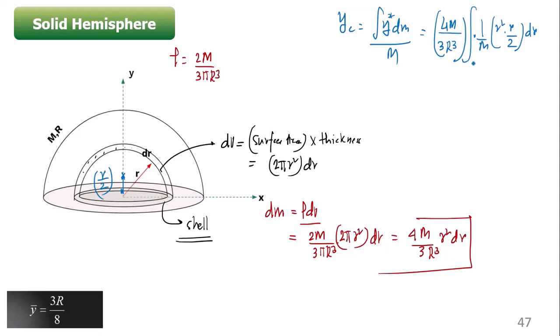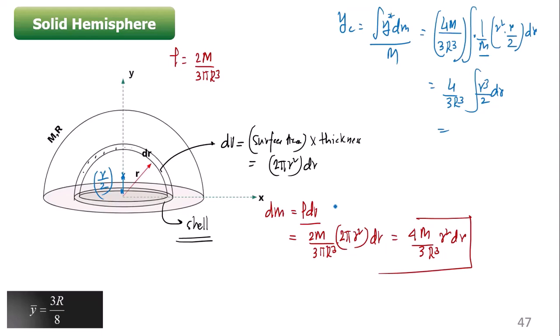So on integration, m cancels out. We are left with 4 by 3 capital R cube into r cube by 2 integration dr. That means r to the power 4 by 4, so the 4 will cancel out. So ultimately, again I made a mistake.